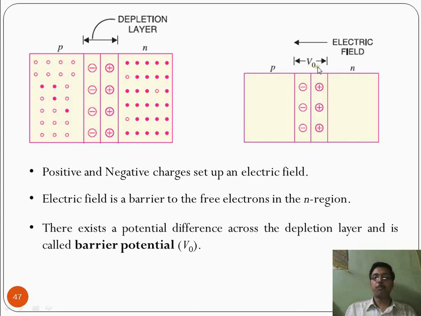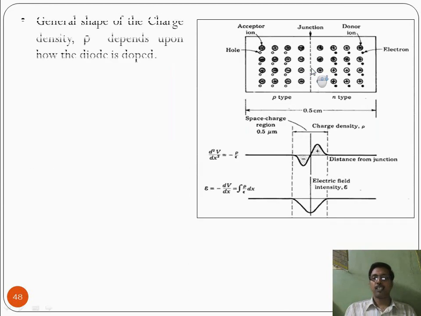There exists a potential difference across the depletion layer. So it is a negative charge, positive charge. There is a potential difference across a depletion layer, and this one is called barrier potential, and it is mentioned here as V0. Look at this. Here there is an acceptor ion and donor ions. This is the junction, and now we can discuss the charge density and then the electric field intensity.